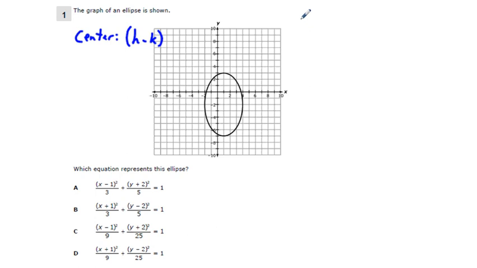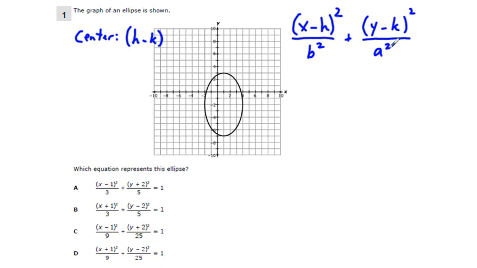And the standard or general form of an equation of an ellipse is x minus h squared over, I'll say b squared, and I'll tell you why in a minute, plus y minus k squared over a squared. Now, why did I put a squared underneath the y term and not underneath the x term? Because we have a vertically oriented ellipse, and then we set all this equal to 1.